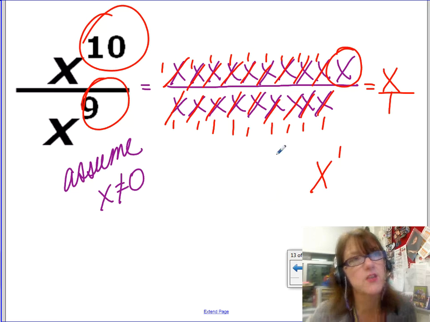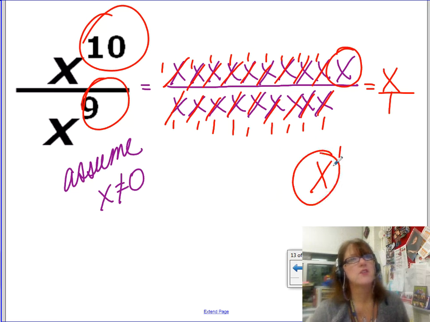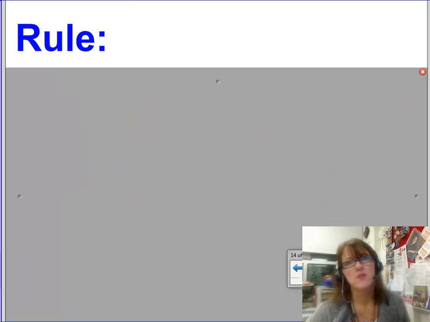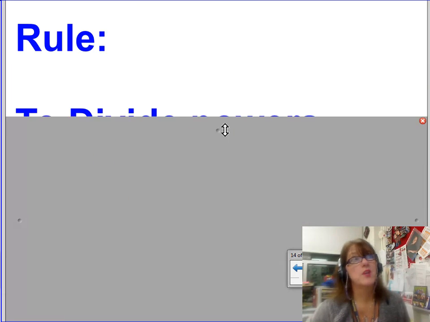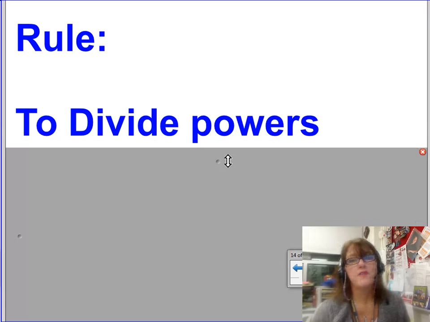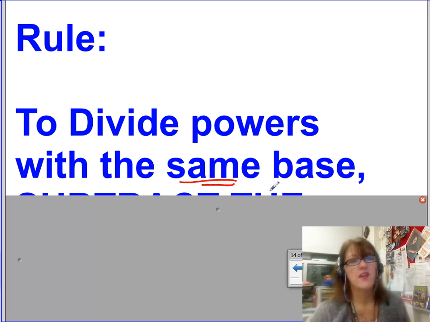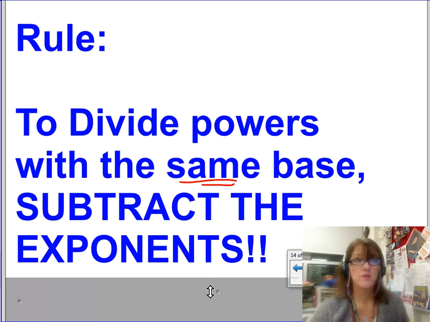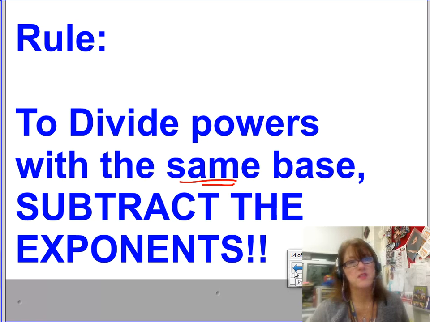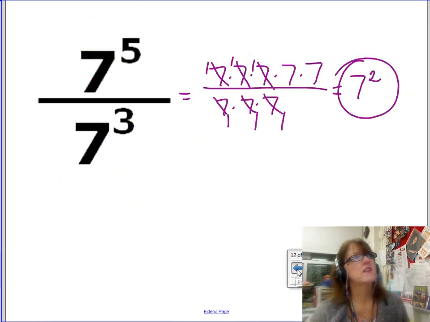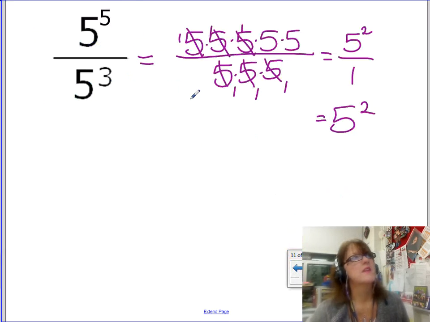Ding, ding, ding. Do you notice a pattern? You can just call it x because typically we don't denote things with just the 1st power. So here we have another rule. If you are dividing powers, the kicker, they have to have the same base. Then subtract the exponents.